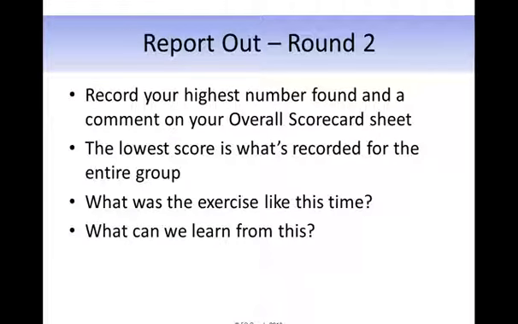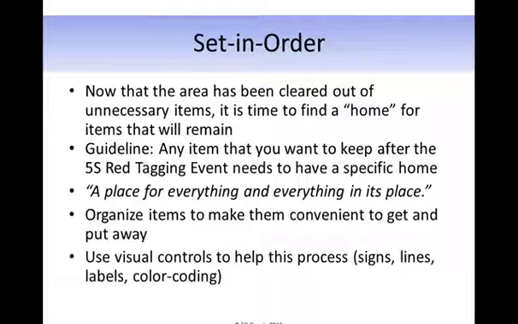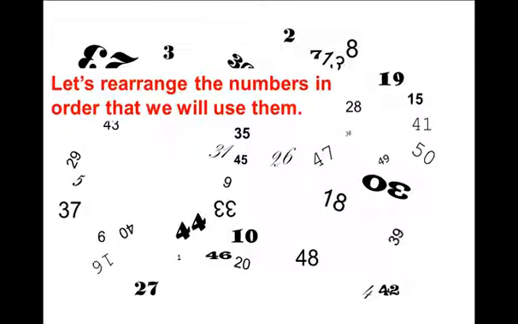We'll talk a little bit about how they felt this time. Was it much easier? Those types of things. So once again, ask them to write down the highest number that they found. What did they learn from this? And so most of the time they'll say things like, well, now that we got rid of the things, it's easier to see them. Now for set in order, we want to have a home for everything, get everything organized.